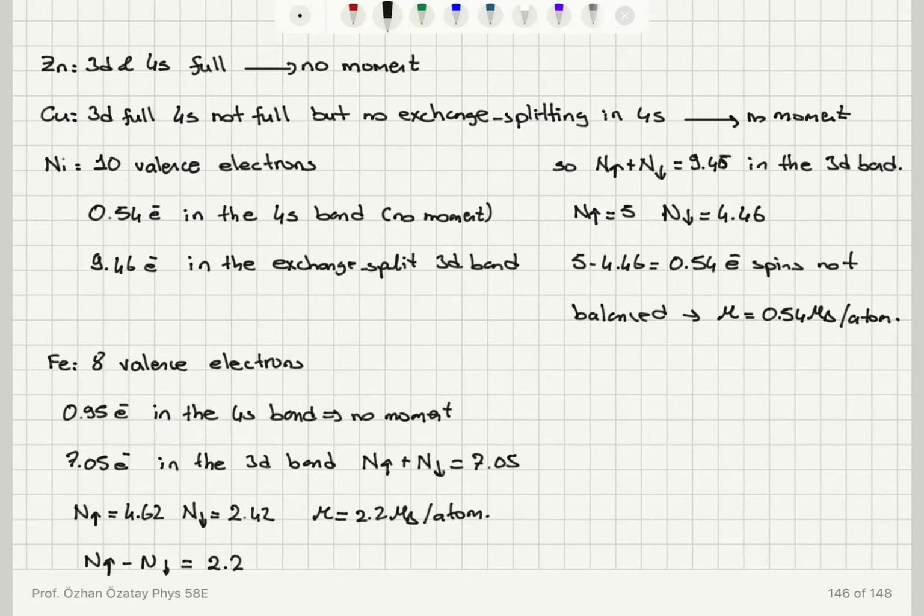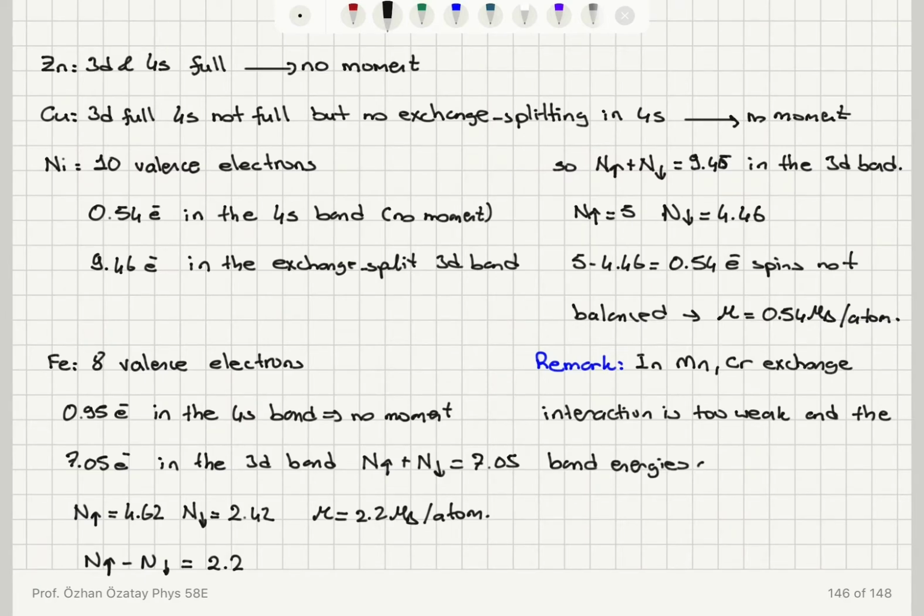If you go further down, let's put a remark here, the situation gets a little bit more complicated. In manganese and chromium, the exchange interaction is too weak, and the band energies are larger, so the rigid band model seems to be not working so well. So they show a more complicated situation and antiferromagnetic coupling between the spins.